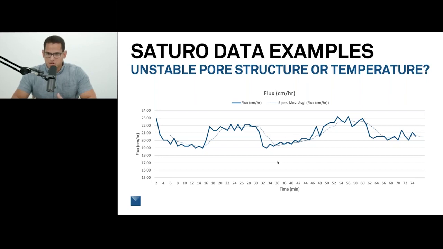This is not a bad measurement. It's not making that much of a difference in the final result that we would have gotten, but it is something that you need to understand that could be impacting your measurement.